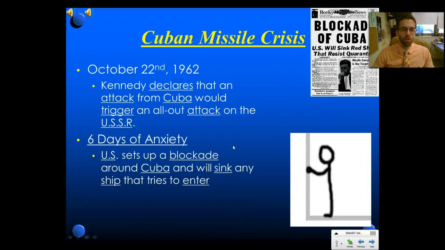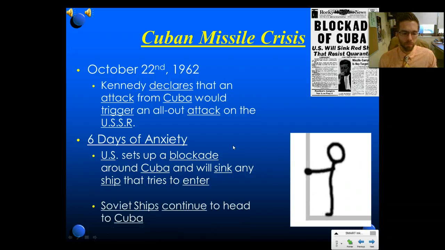And the U.S. decides to put up a blockade. Now, what's a blockade? It's when you have the island and they put their Navy ships around the island and say, we're just going to kind of isolate Cuba, and anybody who tries to come in, we'll sink them, okay, to try to fix this problem.